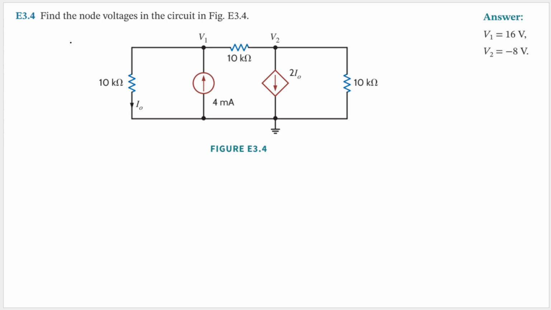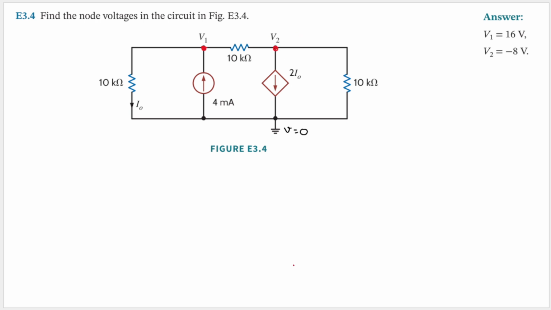Okay, so we are given this circuit and we are given this as our ground. So we know that the voltage here is 0 and we have two nodes that we need to find out, which is V1 here and then V2.